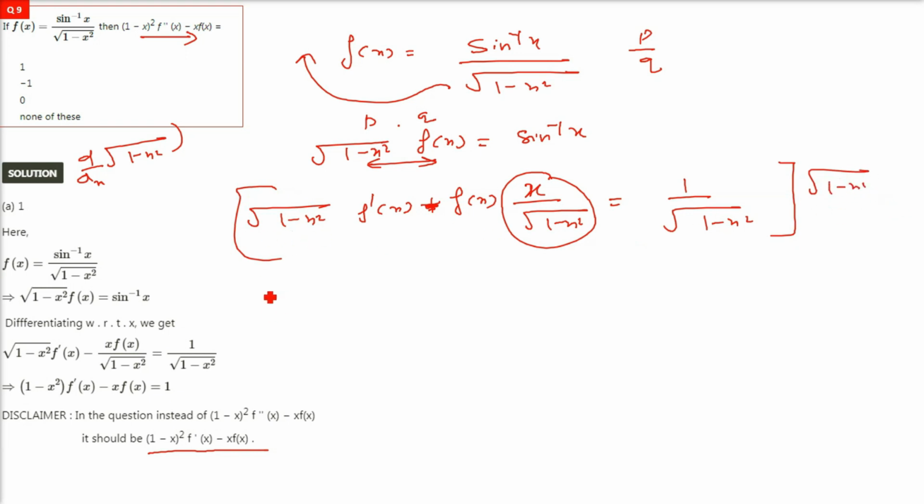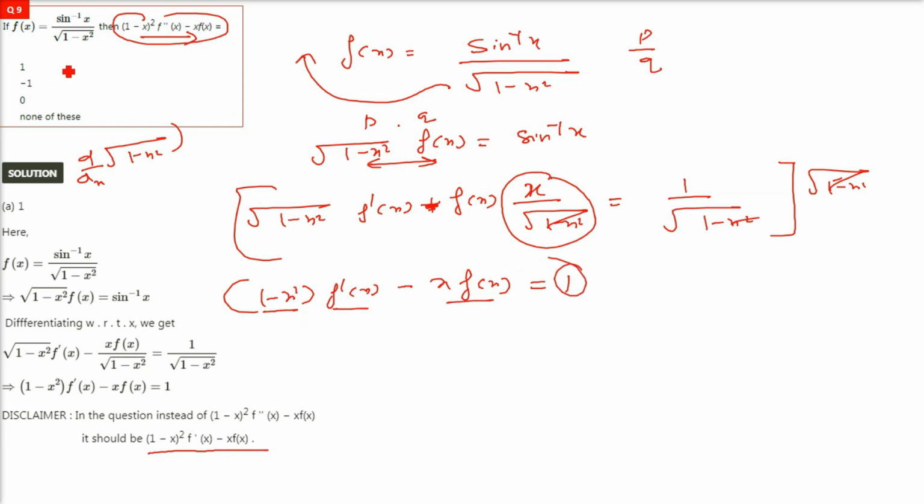Now multiply everything by under root 1 minus x square, you will get 1 minus x square f dash x. When you multiply this, you are going to get x fx. When you cancel this, it is going to be 1. So the question being asked is 1 minus x square into f dash x minus x fx is 1. So the answer here is 1. So I have told you what should be the right question.